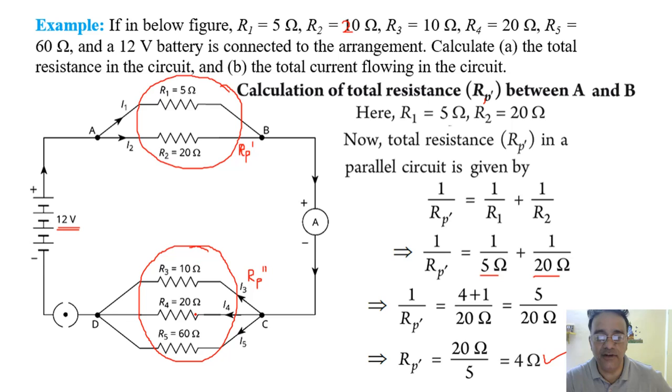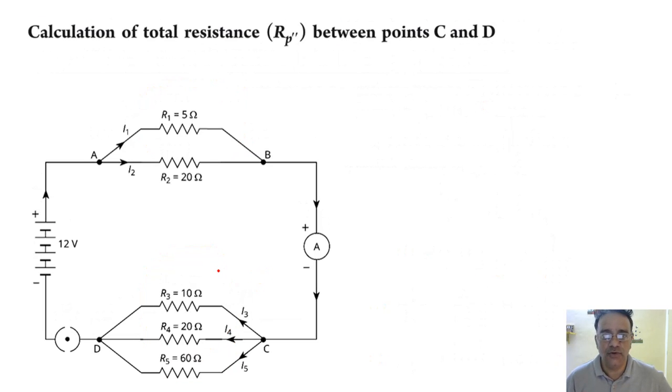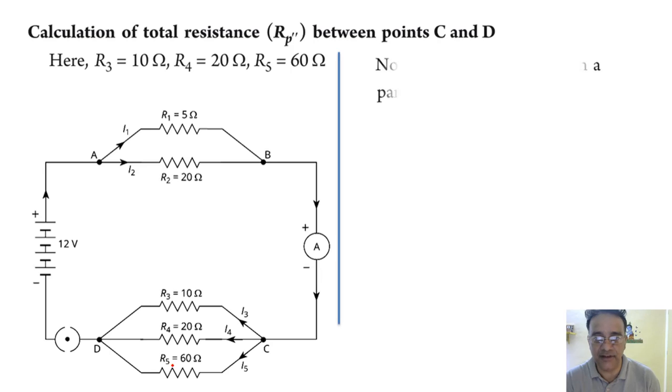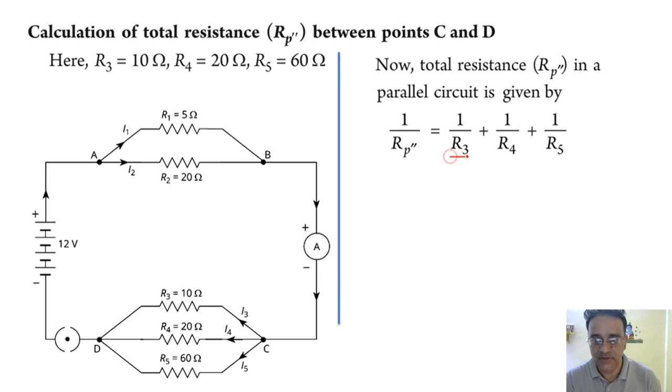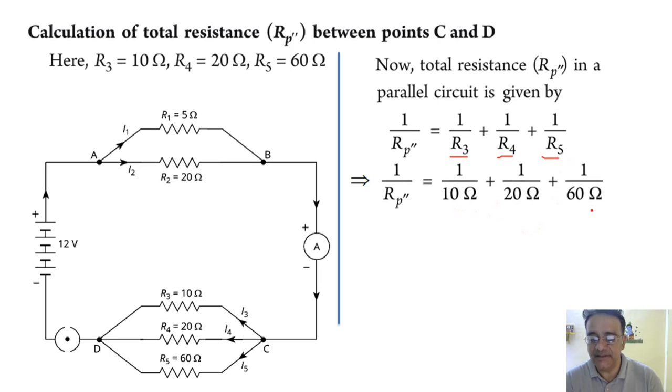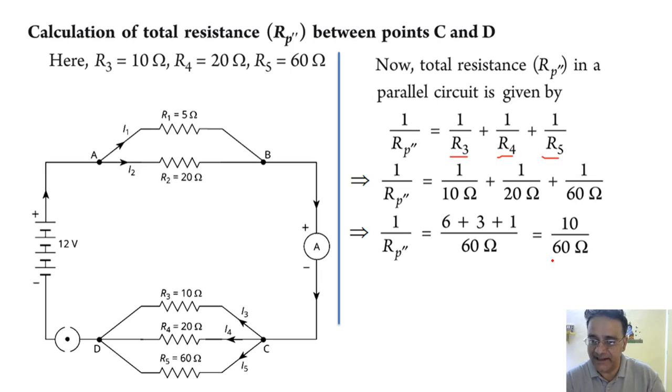So this is the equivalent resistance of these two resistances. Now we are going to find the equivalent resistance of these three resistances. They are connected in parallel. So 1 upon RP double dash will be equal to 1 upon R3 plus 1 upon R4 plus 1 upon R5. So this will be the formula. Substitute the values, 10, 20, 60. The LCM will be 60. So here 6 will come, here 3 and here 1. So 6 plus 3 plus 1 is 10. So 10 by 60. Now we'll take the reciprocal, 60 by 10. So the equivalent resistance will be equal to 6 ohm.